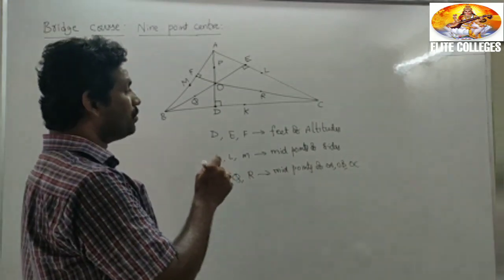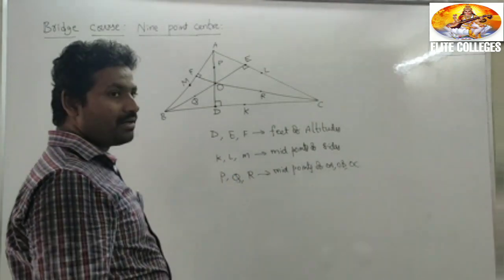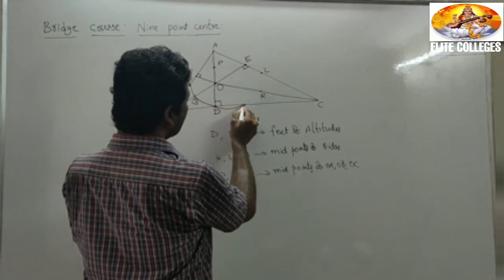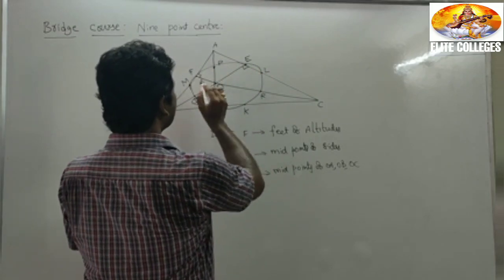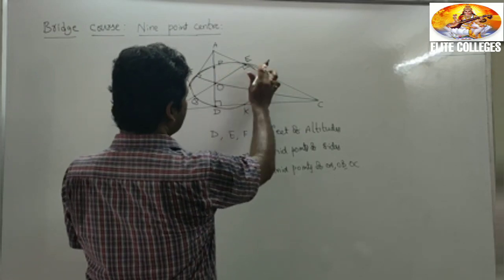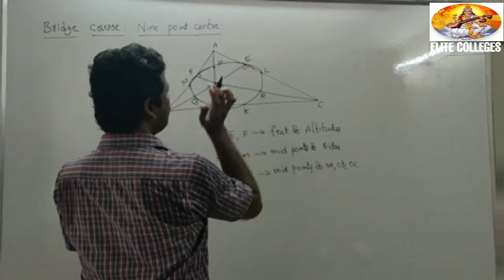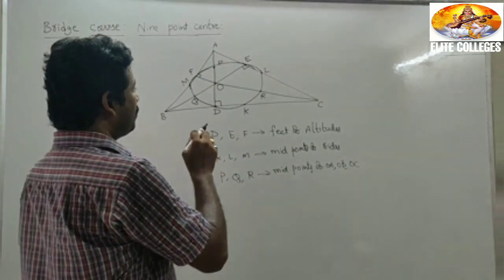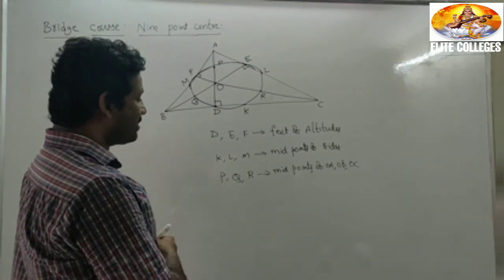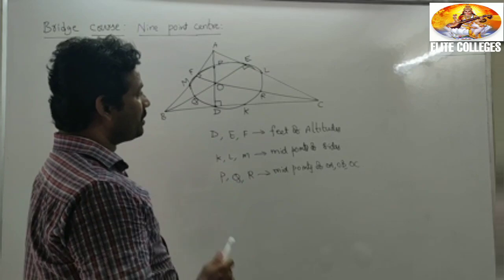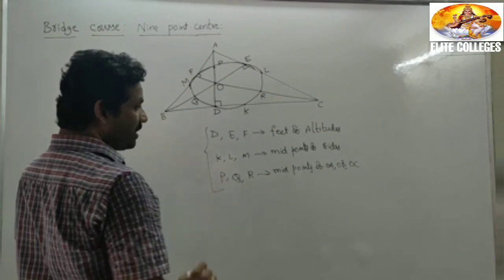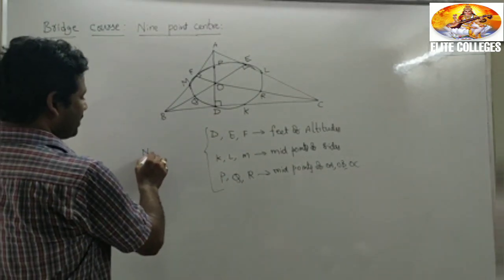The circle passing through these 9 points is called the 9-point circle. Now draw the circle carefully. Just it will go to the outside. Or you do one thing: first denote the points, draw the circle, and then denote the points easily. So the circle passing through these 9 points is called the 9-point circle.